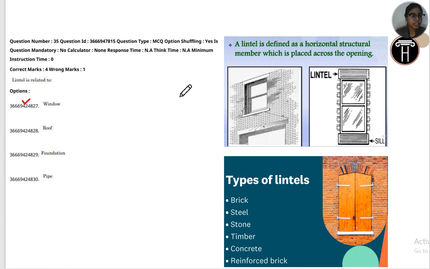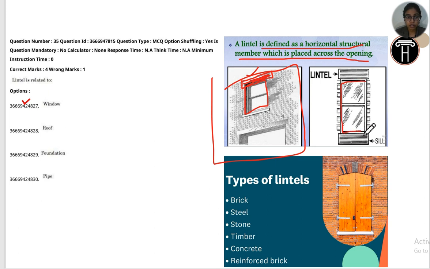Next question: lintel is related to. What is a lintel? A lintel is defined as a horizontal structural member which is placed across an opening. As this is your window, this part is your lintel. It is a horizontal member placed across the opening. Suppose this is your complete wall, and here you have an opening in the form of a window, above which you have your lintel. Please remember, above the opening. The part below is called your sill.